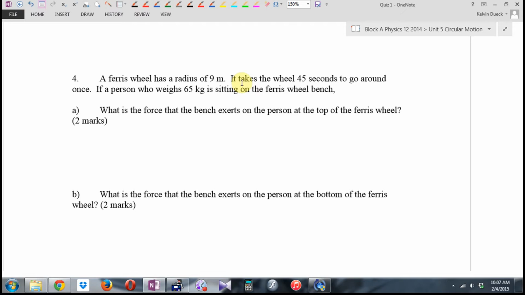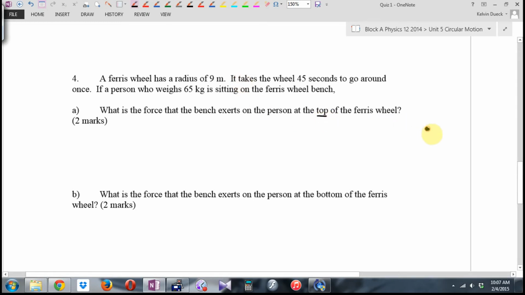Ferris wheel has a radius of 9 meters. That's about right for a small Ferris wheel. Takes 45 seconds to go around once. That's for a slow Ferris wheel. Person who weighs 65 kilograms, what's the force that the bench exerts? What force are they actually asking me to find? Normal force, and this is at the top.